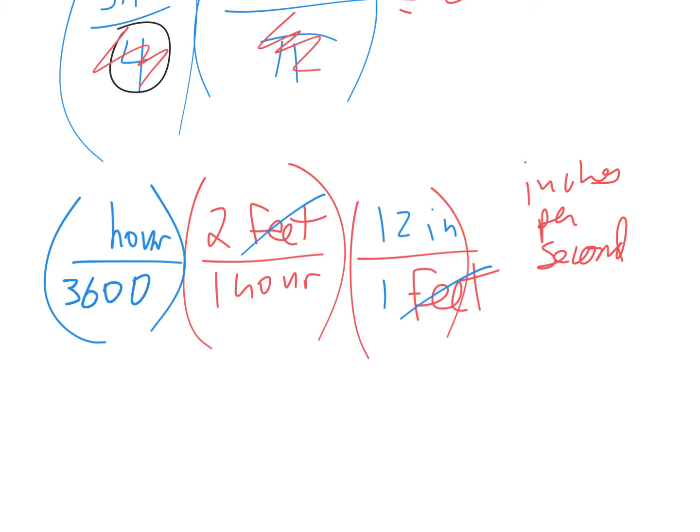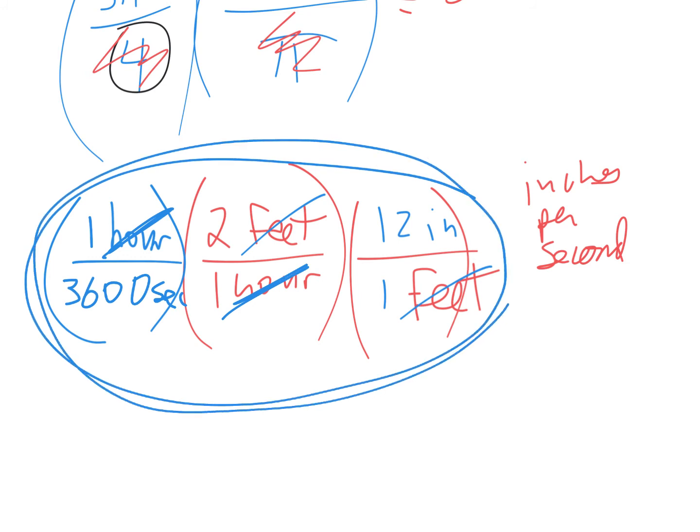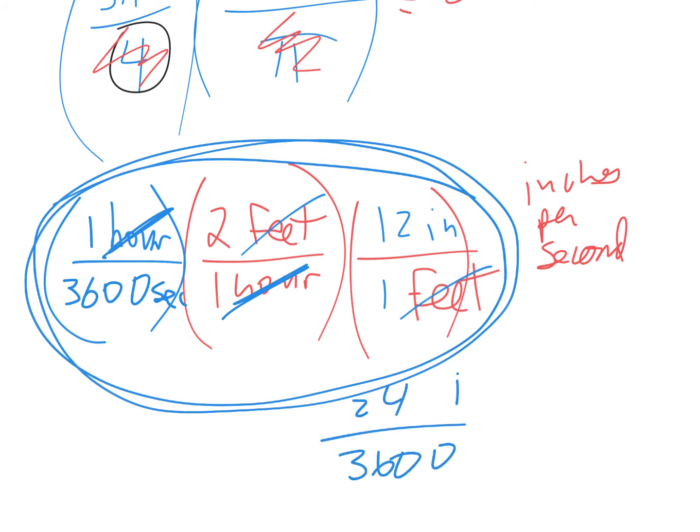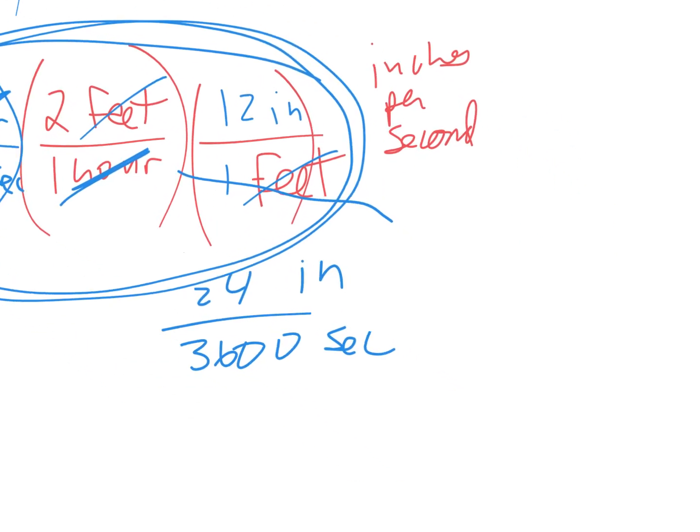3,600. Very nice. Notice I better be careful with the units. And then I go hours cancel. Yay! My answer's in inches per second. I just have to multiply across the top and multiply across the bottom. So I got 24 over 3,600. And on the top it's inches, and on the bottom it's seconds. You can take it to lower. Yeah, you can definitely reduce it. We can cut it in half. That's always an easy way to start.